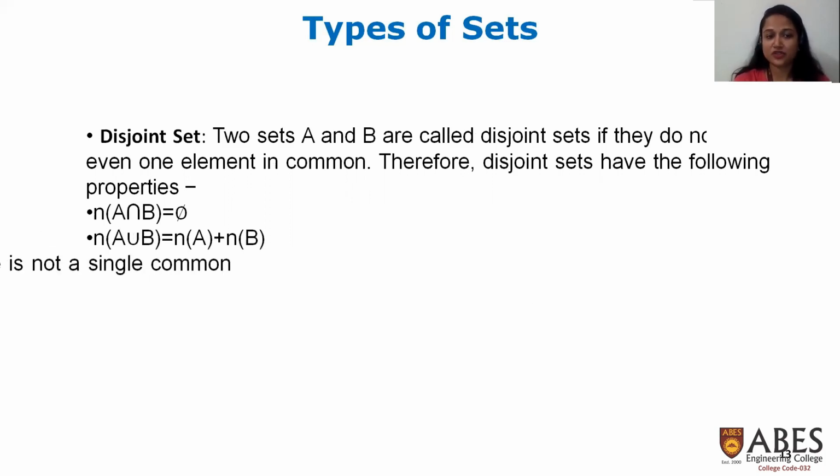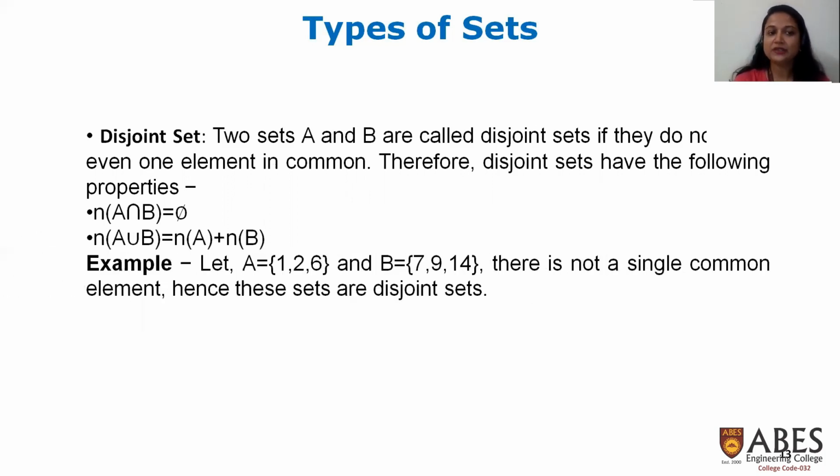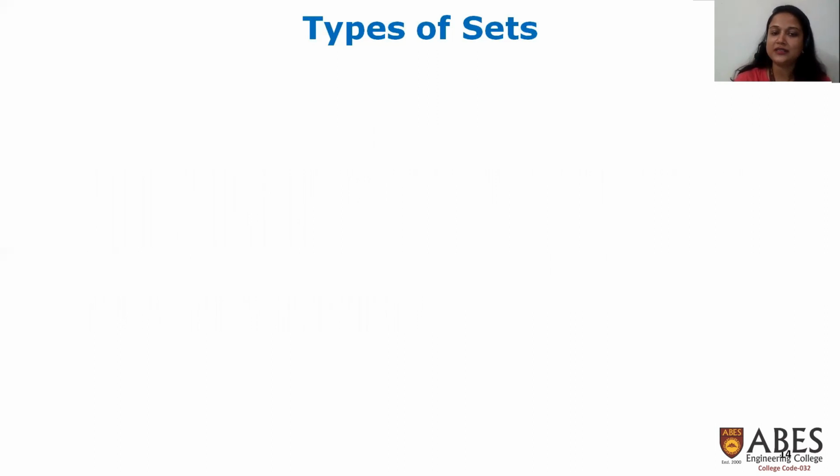With respect to disjoint sets, the property is that the cardinality of the common elements will be 0, or it is a null set, and the number of elements present in set A and set B will define the total cardinality of the union. Here, set A consists of 1 to 6 and set B consists of 7, 9 and 14. As you can see, none of the elements is common between these two, therefore they are called disjoint sets.